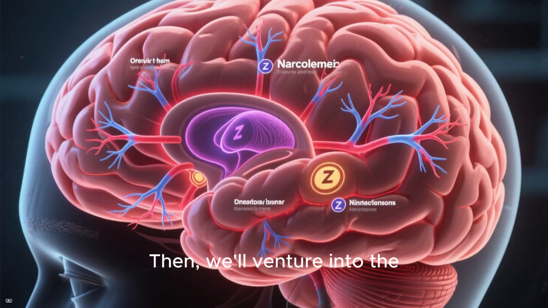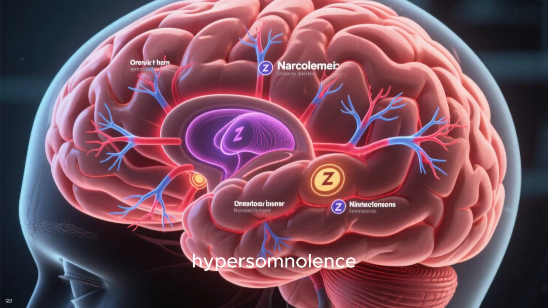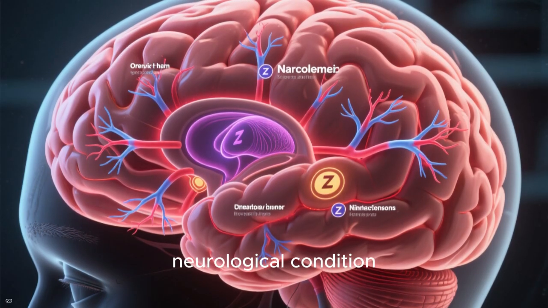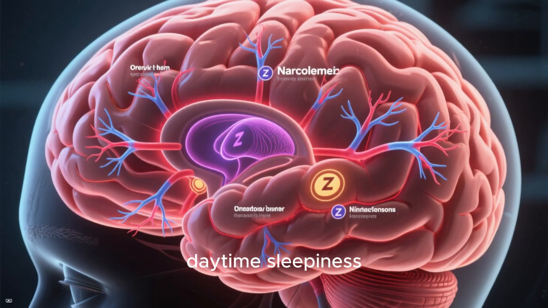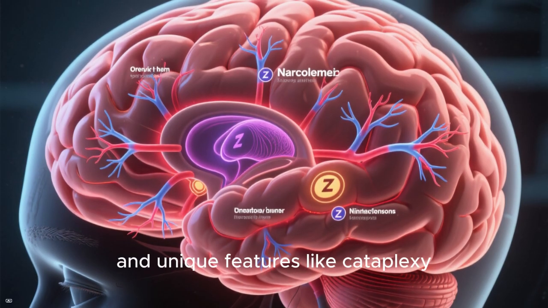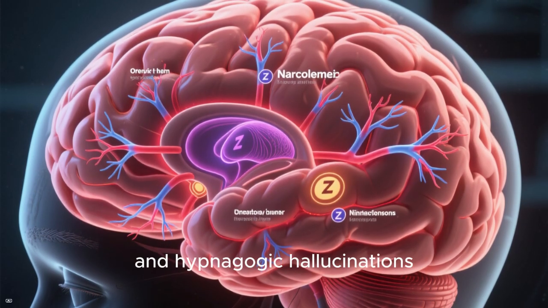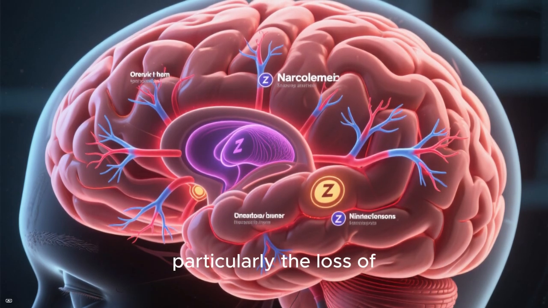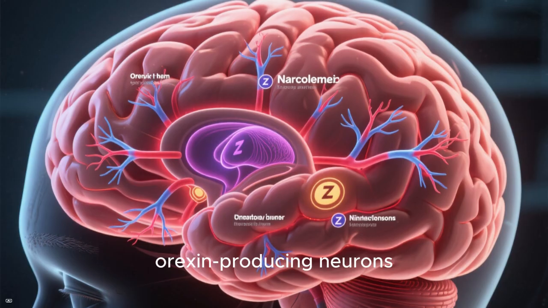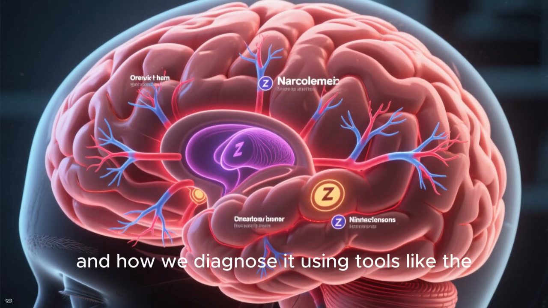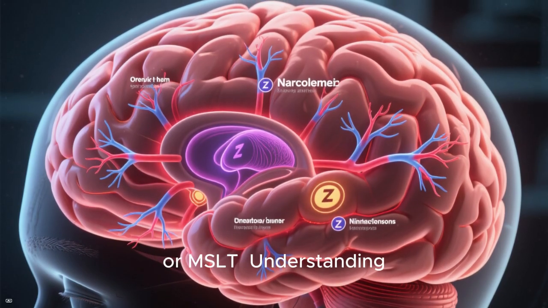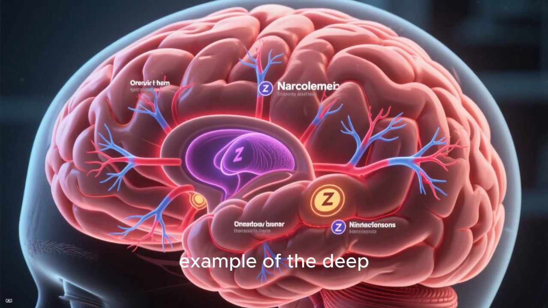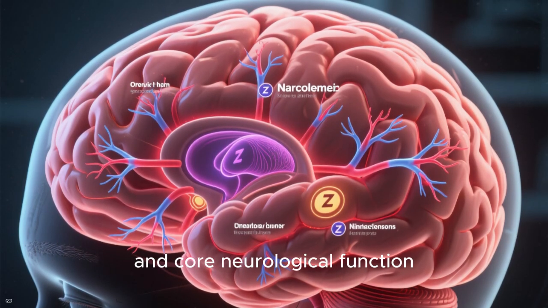Then, we'll venture into the world of central disorders of hypersomnolence, with a focus on narcolepsy. This is a classic neurological condition characterized by excessive daytime sleepiness and unique features like cataplexy, sleep paralysis, and hypnagogic hallucinations. We'll talk about the underlying biology, particularly the loss of orexin-producing neurons, and how we diagnose it using tools like the Multiple Sleep Latency Test, or MSLT. Understanding narcolepsy is a perfect example of the deep connection between sleep and core neurological function.